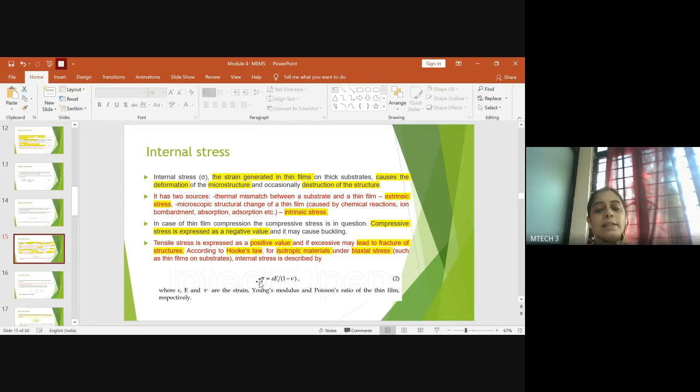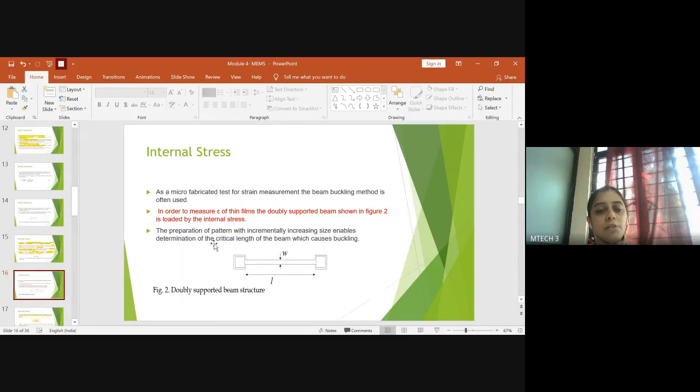In this, the internal stress will be evaluated by this equation as I told you. So this much you have to explain for internal stresses. Okay. So here is a small beam structure which has been shown here to make your look more clear enough related to the internal stress.